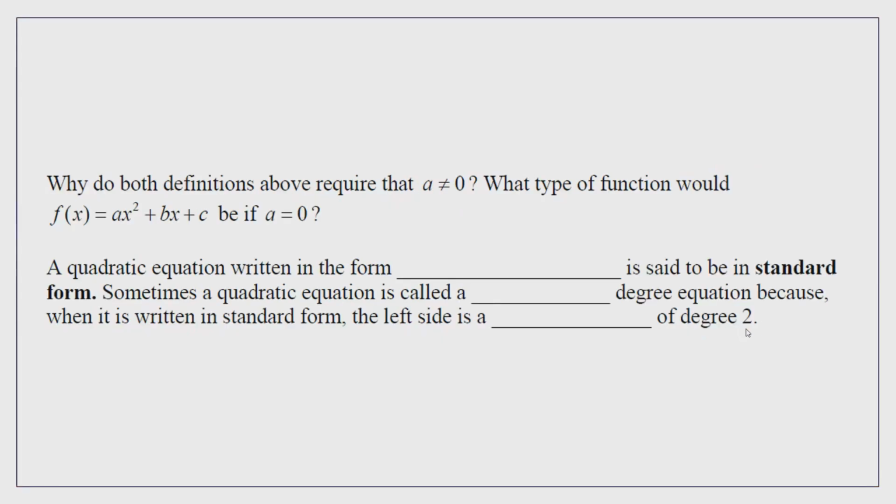Why do both definitions above require that a does not equal 0? And what type of function would f of x equals ax squared plus bx plus c be if a equals 0? Both definitions require that a does not equal 0, and I'll write it up here at the top for us. We had our quadratic function, ax squared plus bx plus c, and our quadratic equation.